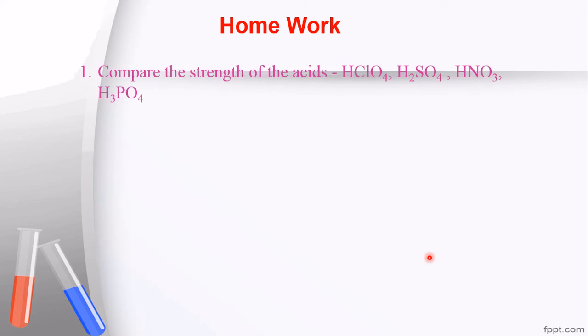Now, today up to this, here also some homework will be given. At first, compare the strength of acids. There are 4 acids: perchloric acid, sulfuric acid, nitric acid, phosphoric acid. Here, you have to use all the factors. And this is not a short question. This is a broad question. So, broadly you will write this.